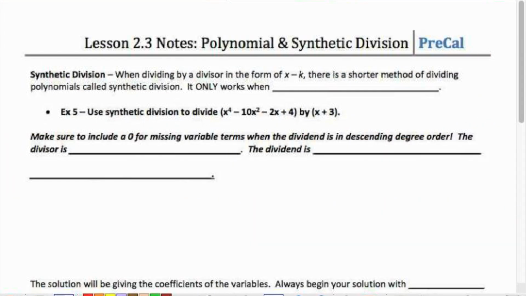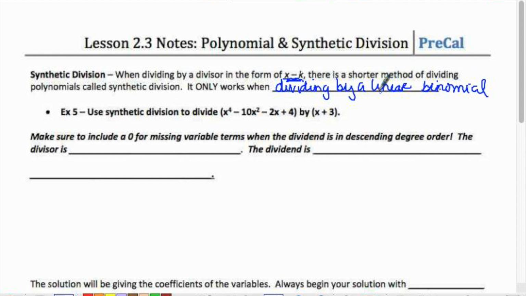All right, so most people, if you have been doing division with polynomials, most people like synthetic division more so than the polynomial or long division. But the only thing with synthetic division is that it's only going to work when you have a linear binomial. That means you have an x plus or minus a number, okay? So when the divisor is x minus k, there's a shorter method called synthetic division. It only works when dividing by a linear binomial.